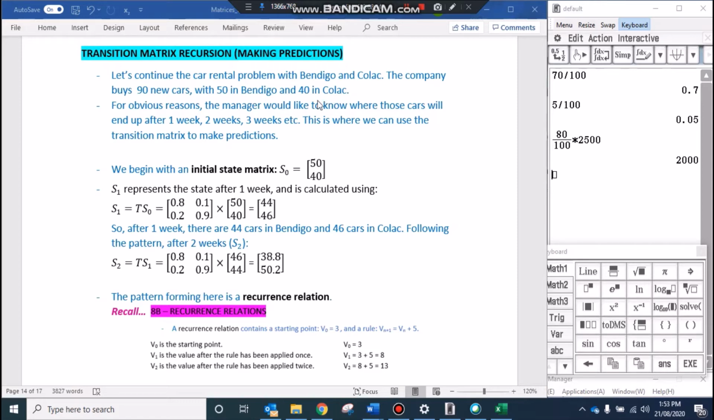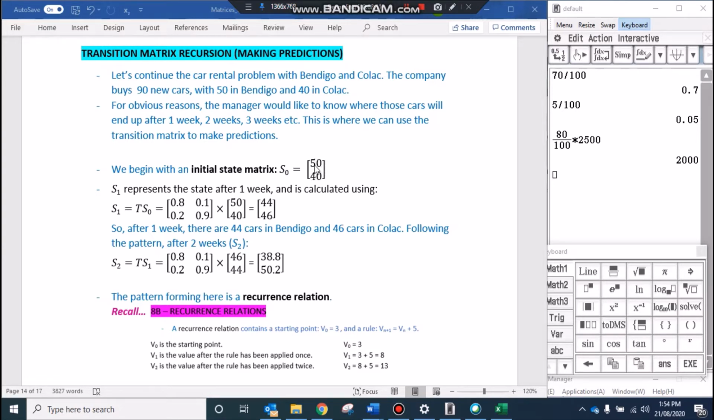So obviously, a question that the manager is probably going to want to ask is where or how many cars are going to be at each location after 1 week, after 2 weeks, after 3 weeks, and so on. So this is where we're going to use the transition matrix to make predictions. And what we begin with is the initial state matrix, and that's shown with S naught, so S with a subscripted 0.